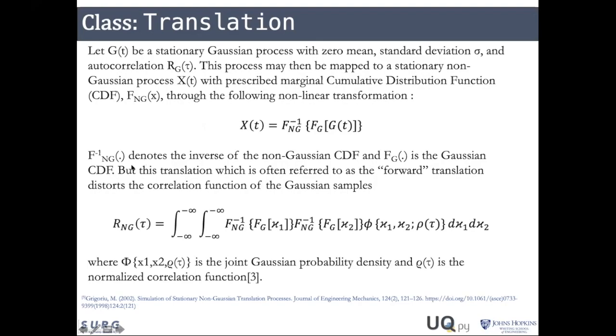This is akin to the inverse transform as such. But following this forward translation process distorts the correlation function of the Gaussian samples. The distorted correlation function of the non-Gaussian stochastic processes can be computed using this integral, and details of all this are provided in Grigoriu, simulation of stationary non-Gaussian translation processes.